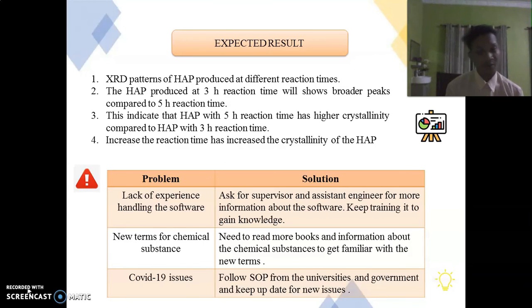Next, the second problem is new terms for chemical substances. I am very unfamiliar with them today, but I will try my best to get new knowledge about the chemical substances. So I need to read more books and information about chemical substances to get familiar with the new terms. So I will get very good knowledge about the research.